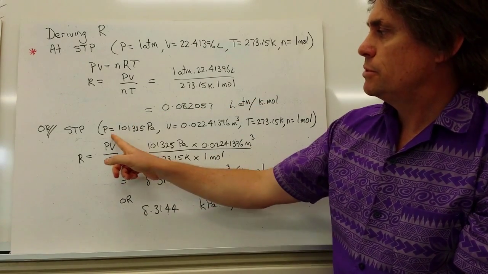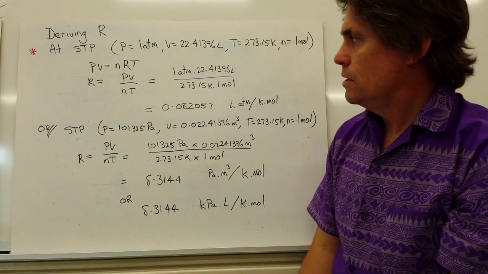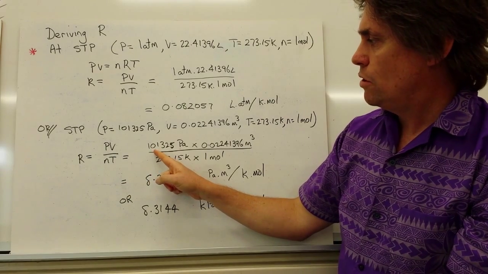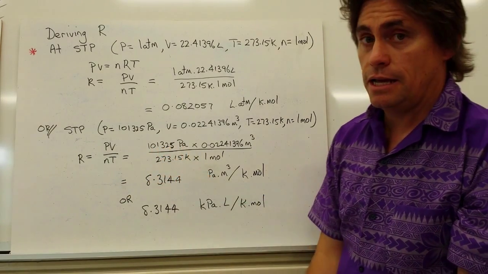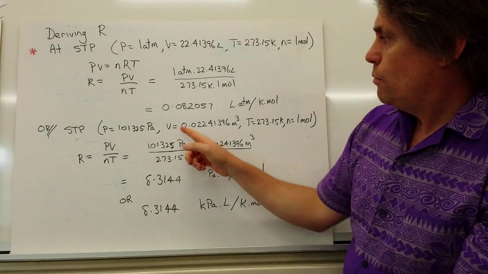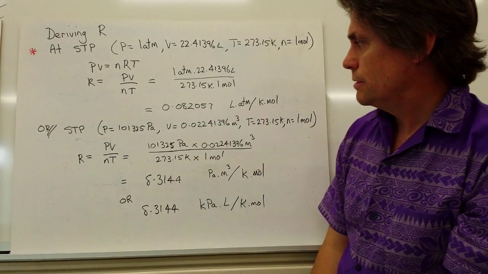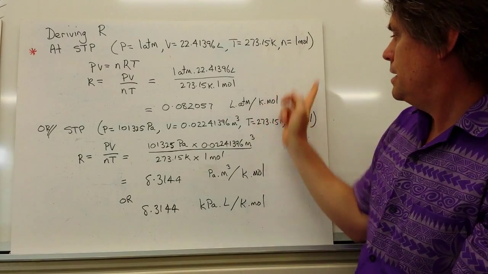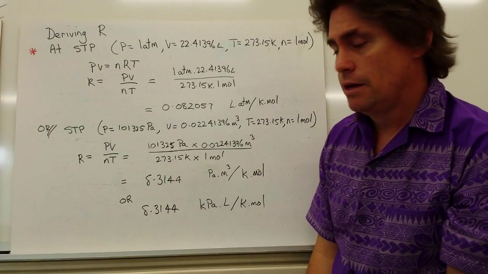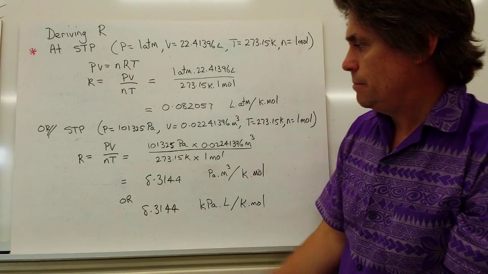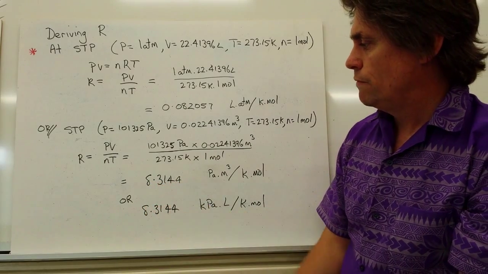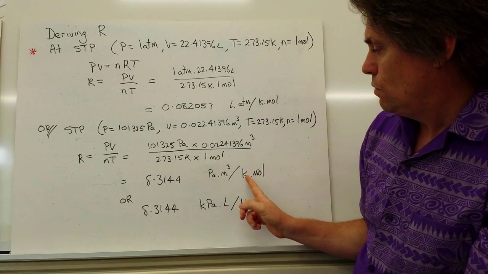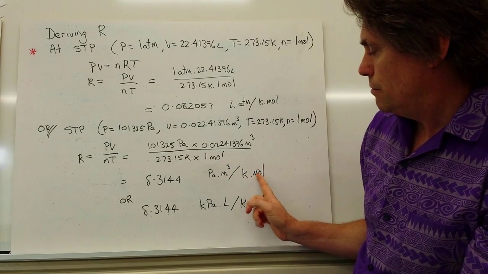Now what happens if we substitute in pascals for P? Well, we go through exactly the same process, so we isolate R. This time we put in our value of 101.325 pascals for our pressure. We also have our volume as metres cubed, because we're now changing our units. Temperature stays the same, and number of moles stays the same as well. If we go through this calculation this time, we get a value of 8.3144 pascals times metres cubed all over Kelvin times moles.